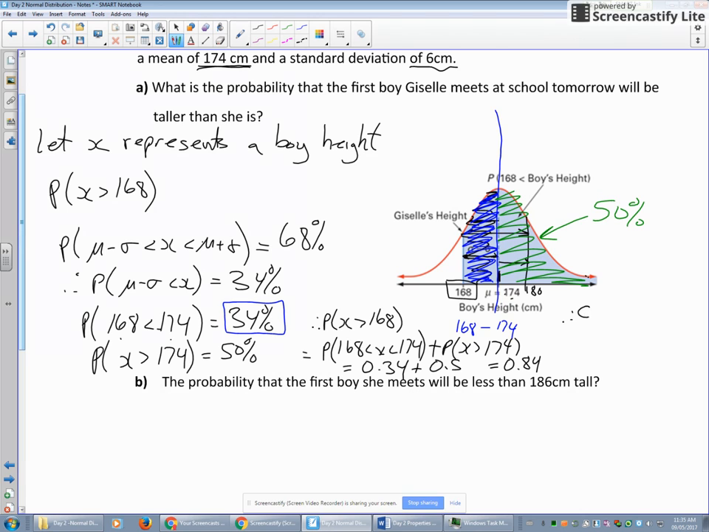Therefore, Giselle has an 84% chance of meeting a boy taller than she.